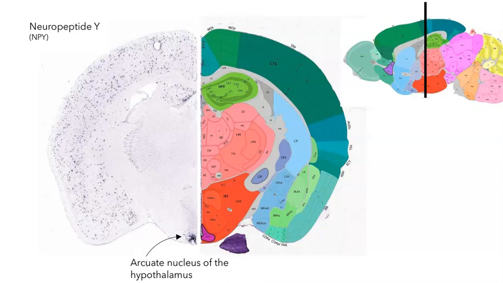Not all proteins are expressed at such high levels everywhere. Here's a different neurotransmitter. This is neuropeptide Y, which is a peptide neurotransmitter. And what I want you to notice is that while there are some cells in the cortex that are expressing neuropeptide Y, by far the most intense staining is in a particular spot, this arcuate nucleus of the hypothalamus.